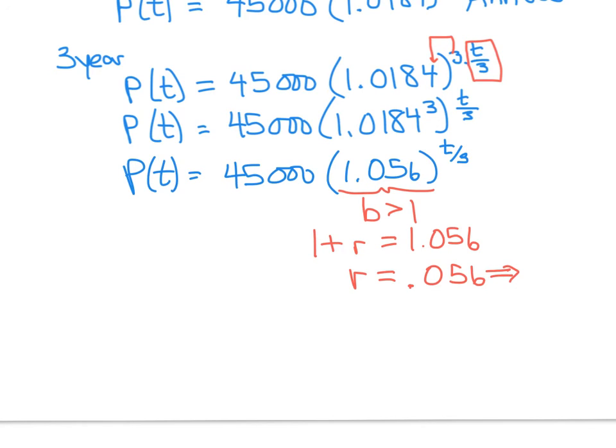Convert that to a percent. Move your decimal point 2 places to the right. So that tells me that over 3 years, my population is growing by 5.6% every 3 years.